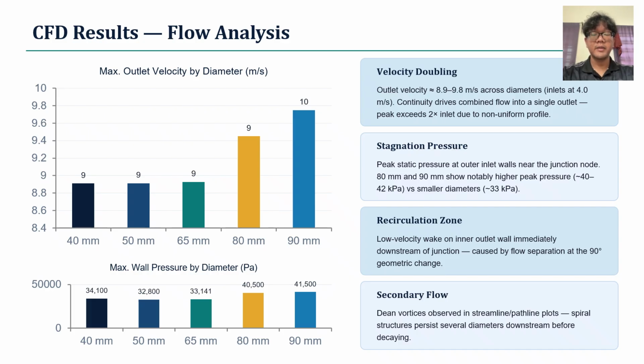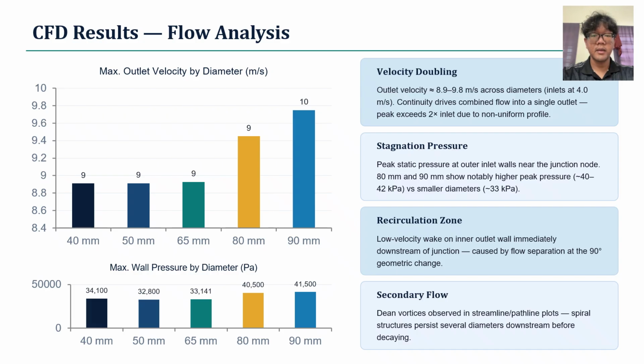Looking at the bottom left chart, wall pressure remains steady at around 33 to 34 kilopascals for the smaller diameters. However, as the diameter increased to 80 and 90 mm, we see a sharp rise in peak stagnation pressure, jumping up to 40 and 41.5 kilopascals. This peak static pressure occurs right at the outer inlet walls near the junction node.